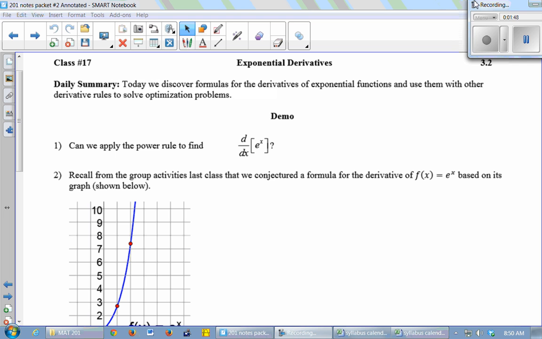Okay, so can you apply the power rule to e to the x to take the derivative of e to the x? No, the power rule only works when x is the base and the number is the exponent. X to the 5th, x to the 7th, right? X has to be the base, the number has to be the exponent. This is reversed. We have a number as the base and the variable as the exponent. So this is a big old no.